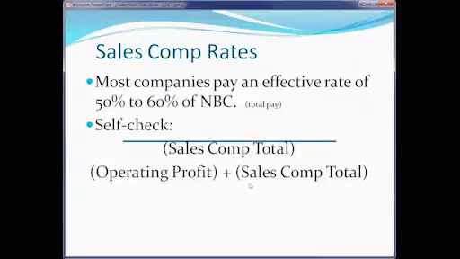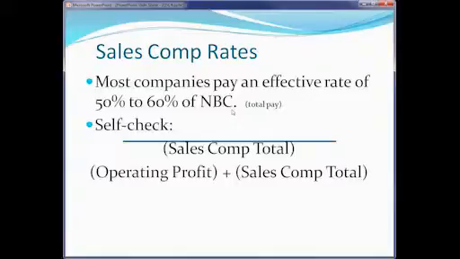Then what you do is take your operating profit and add back in that total pay. So you wind up taking the sales compensation total and dividing it by the operating profit plus the sales compensation total. If you do that, you will find out what percentage of NBC you are paying out to your sales force, and you can do a self-check and see where you fit.